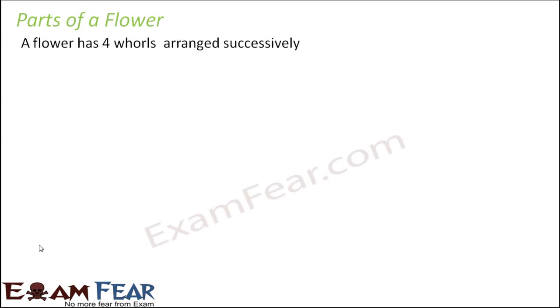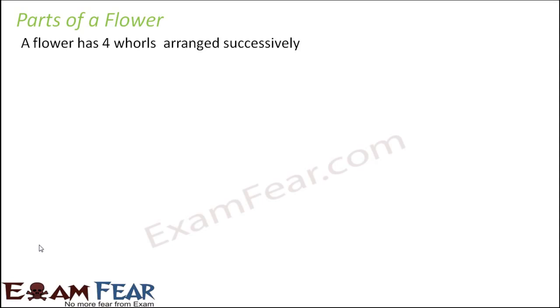Okay, so we will spend some time in understanding stamen and carpel, but before that, let us now look at the different parts of a flower. I have already given you an idea about the different sections or parts of the flower. Broadly, in order to categorize all these different parts, a flower is divided into 4 whorls which are arranged successively. What do I mean by whorls? Whorls means one circle of a particular thing.